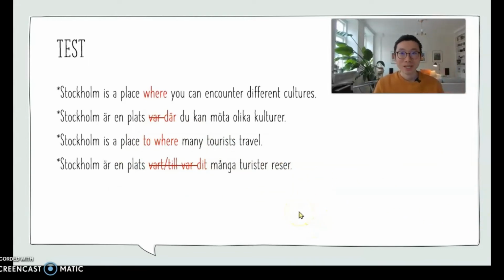Nästa fråga, the next question. I'm wondering where you are. Is it a trap? What does where mean here? Is it a subjunction or is it a question word?